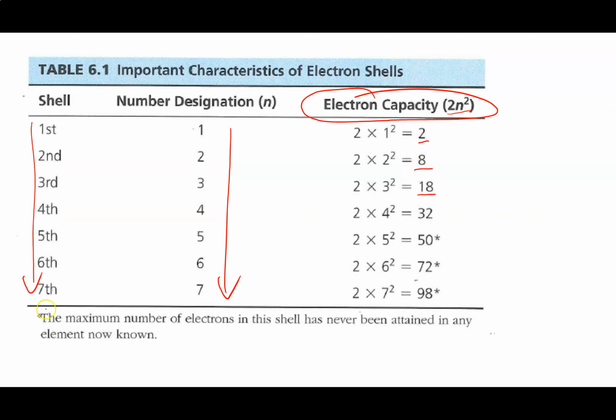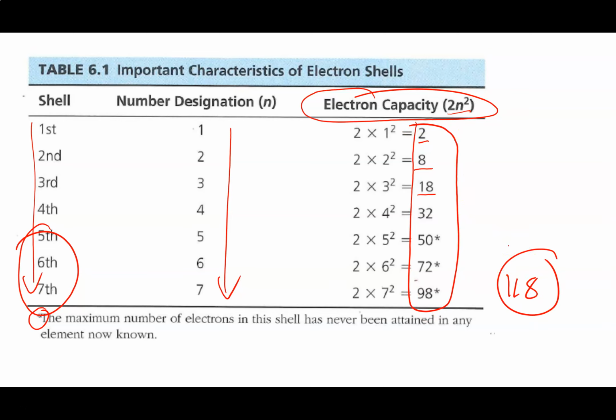Now, it is important to realize that we haven't witnessed atoms, and we will not be finding atoms, where we have completely filled up the 5th, 6th, and 7th shells. So the number of electrons that is possible to put into 7 shells would exceed 118. We only need to go up to 118.